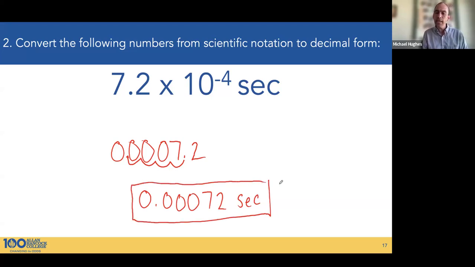So hopefully this helps everybody understand how to do scientific notation, and you can continue on with your chemistry journey. Thank you.